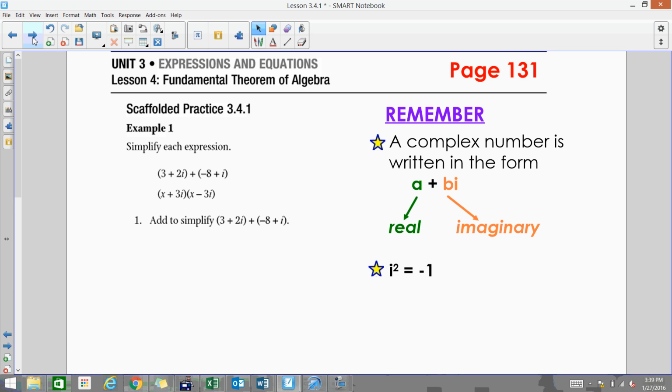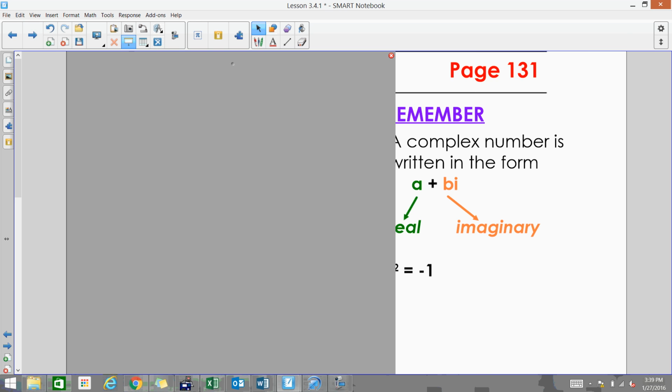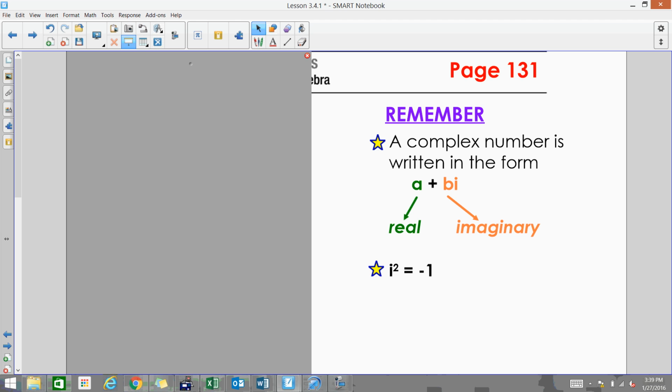Here we go. Let me block this off for you really quickly. I want you to take these notes here. Remember, a complex number is written in the form a plus bi, and that means that you have two parts. The a part is your real part, and the bi is a coefficient times i, your imaginary number. You always put the real first, then the imaginary. For instance, you could have 3 plus 4i, and that is complex. The 3 is real, and the 4i is the imaginary part.